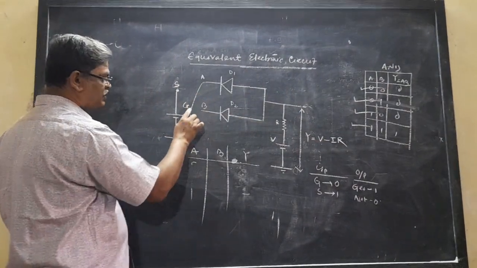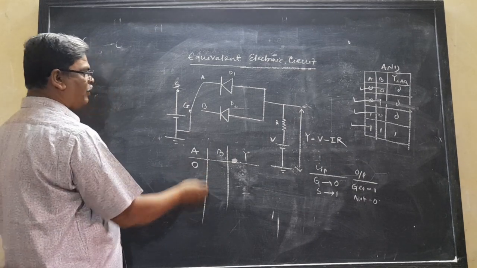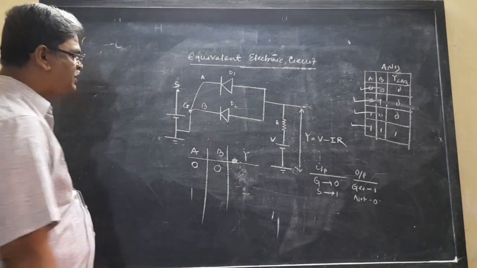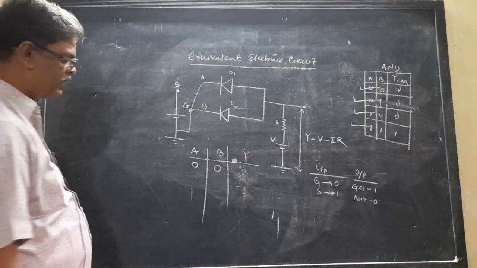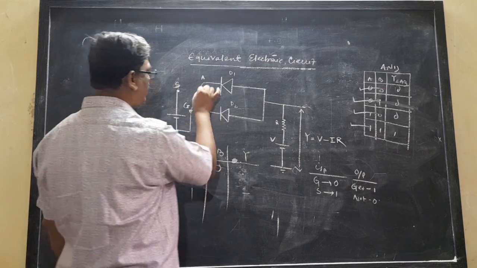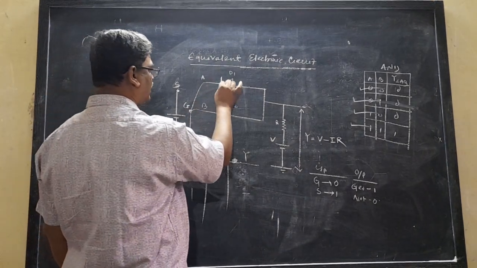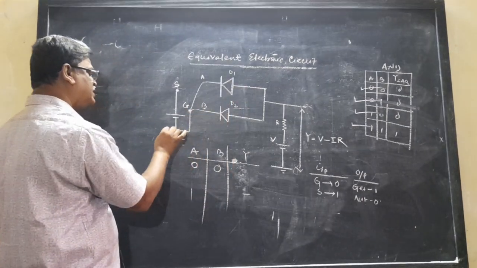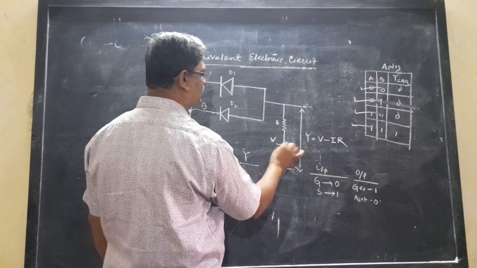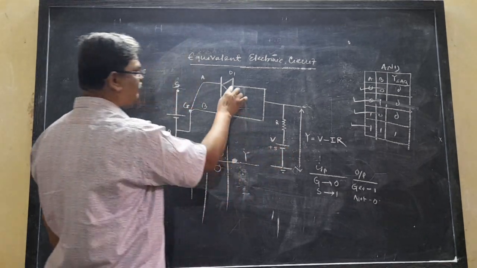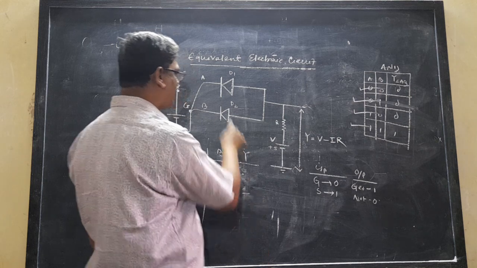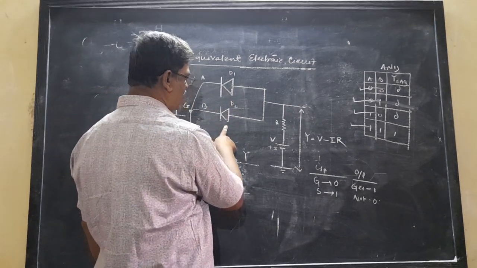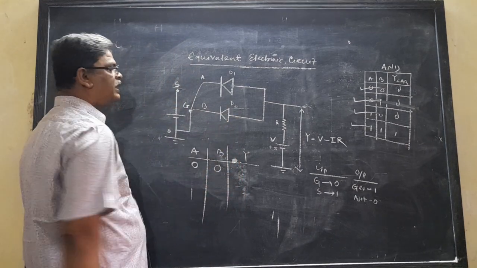When A is connected to Z, yes, this is 0. When B is connected to Z, this is also 0. When A is connected to 0, B is connected to 0, then Y. If A and B are connected to 0, this is the N-type semiconductor and this is the P-type semiconductor. When N-type is connected to this 0 volt and this is connected to 5 volt, the P sides are connected to the higher potential and N sides are connected to the lower potential. So both the diodes conduct. As both the diodes conduct, there is a current in the circuit.